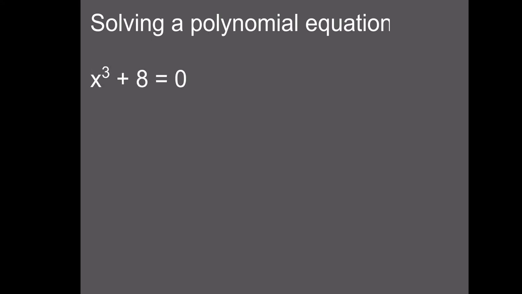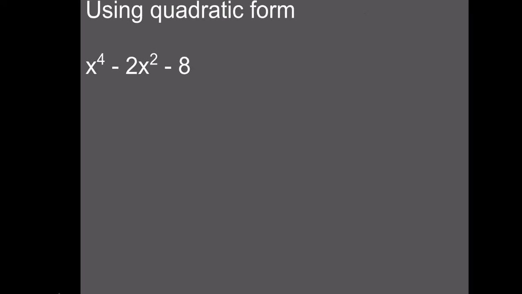Okay, moving on. The next type of question that we're going to do is using quadratic form to factor an equation that looks like this. So the trick here is to do substitution. So I'm going to substitute x squared for a, and let me show you why. The exponent of this first term is x to the 4th, and the second term is x squared. The difference between these is 2.